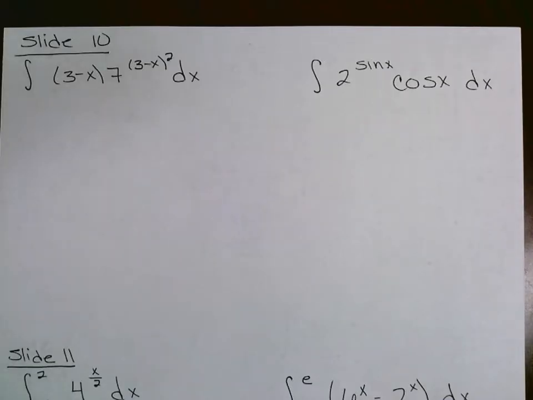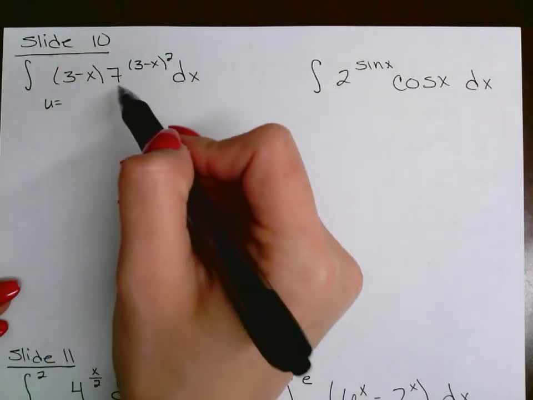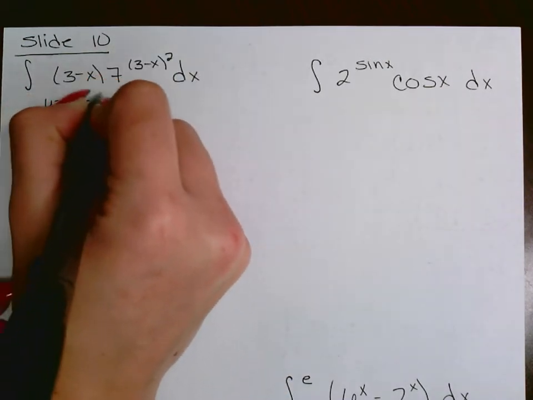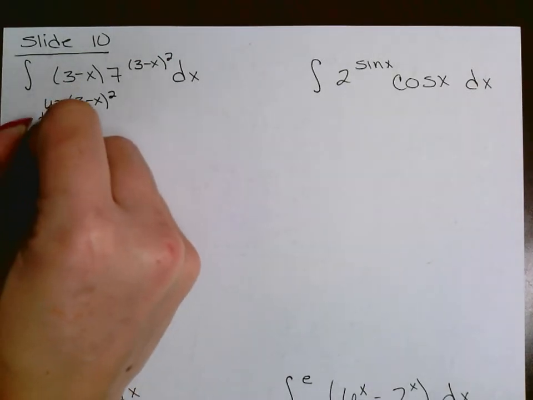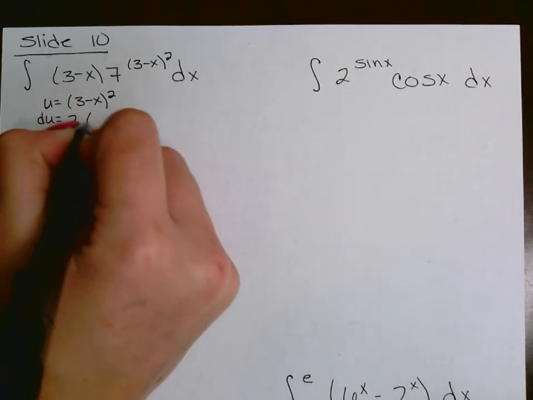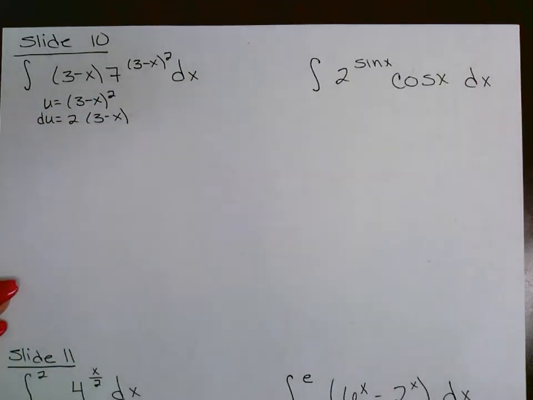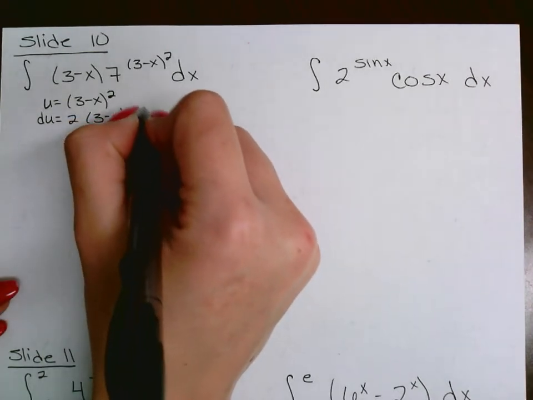All right, for this next one, what do you think my u is? Nice. Again, it's an exponential function, so the exponent is my u. What is the derivative of that? 2 times 3 minus x. Yes, thank you. Times negative 1.